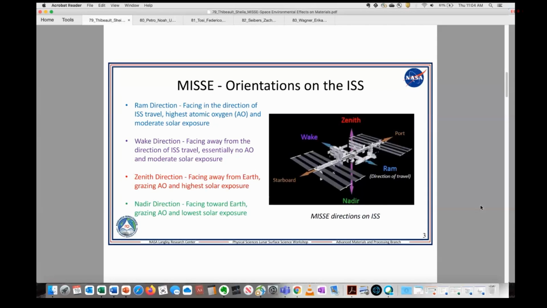The wake direction is the opposite direction. This is facing away from the direction of travel, and this essentially has no atomic oxygen. The zenith direction is facing away from Earth, and this provides the highest solar exposure. And then nadir is facing toward Earth, and that does have the lowest solar exposure. Okay, next slide, please.